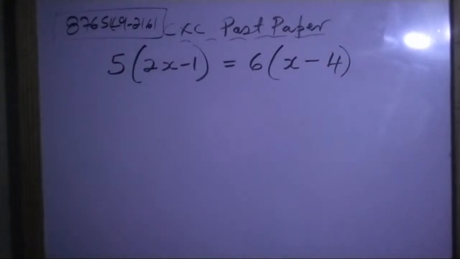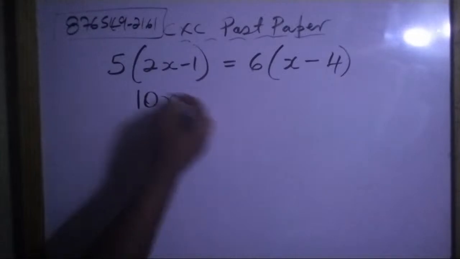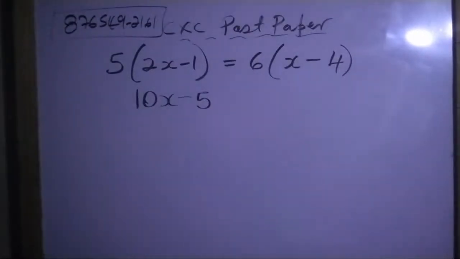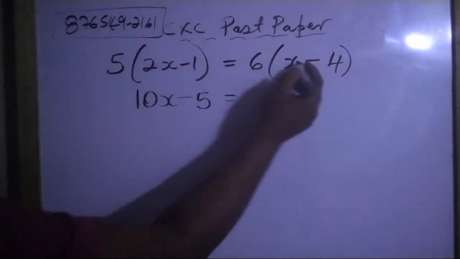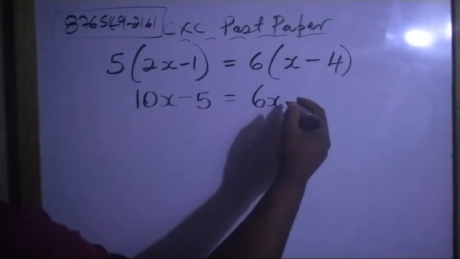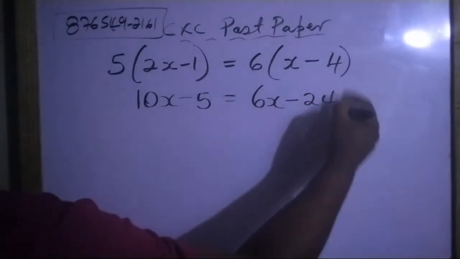Alright, let's go, guys. Solution time now. If you don't finish in time, it just means that you need to practice more to increase your speed. Alright? So we're going to expand the bracket. 5 times 2, that's 10. That's how we remove a bracket. 5 times negative 1, negative 5. Put your equal sign. 6 times x, 6x. 6 times negative 4 would be negative 24.